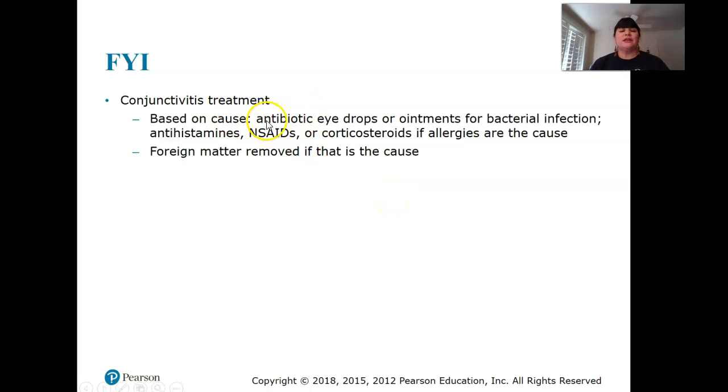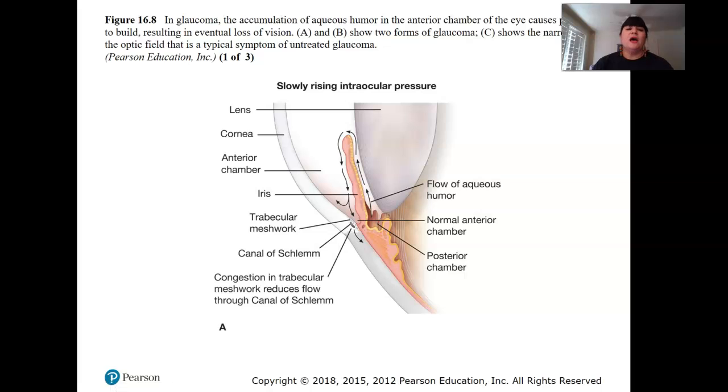Conjunctivitis treatment is based on cause: antibiotic eye drops and ointments for bacterial infection, antihistamines, NSAIDs, right, non-steroidal anti-inflammatories, corticosteroids, foreign matter removed if that's the cause. So going in and getting that.